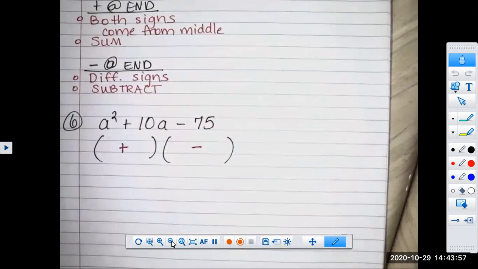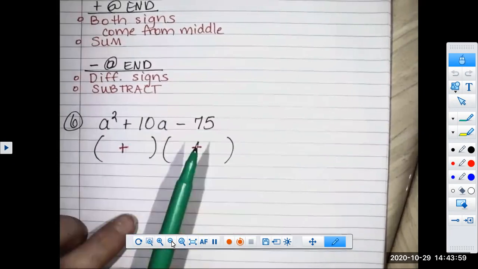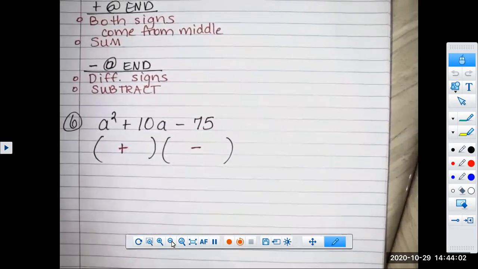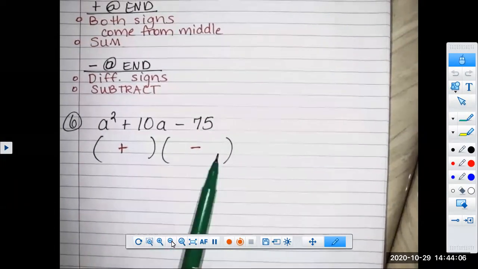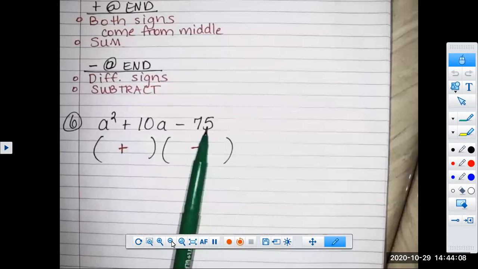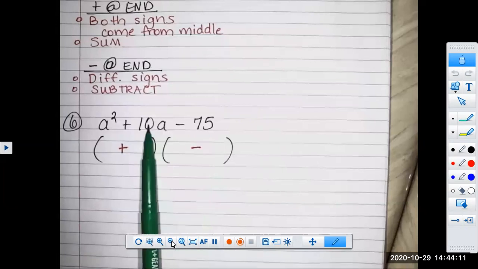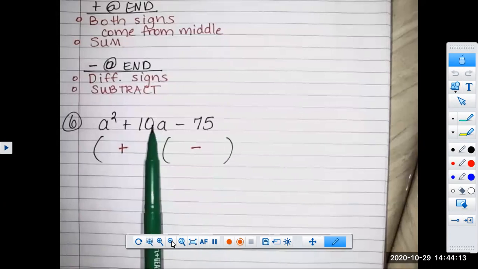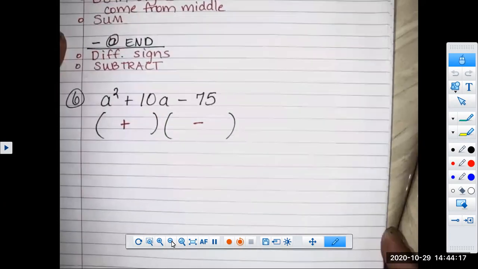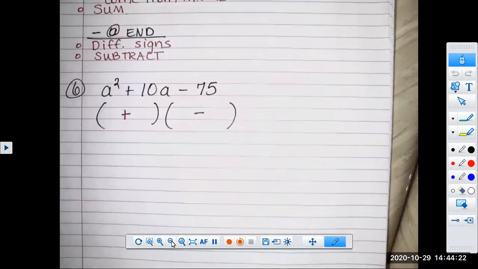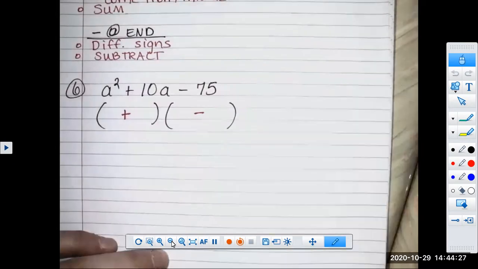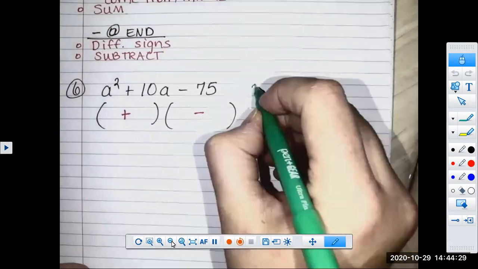Okay, what I meant by subtract, since you have different signs, you're looking for 2 numbers at the end. They have to multiply to 75, but they have to subtract to your middle term 10. So try to figure out 2 numbers that multiply to 75 that would subtract to 10. So the factors of 75 are what? Like 25 and 3.